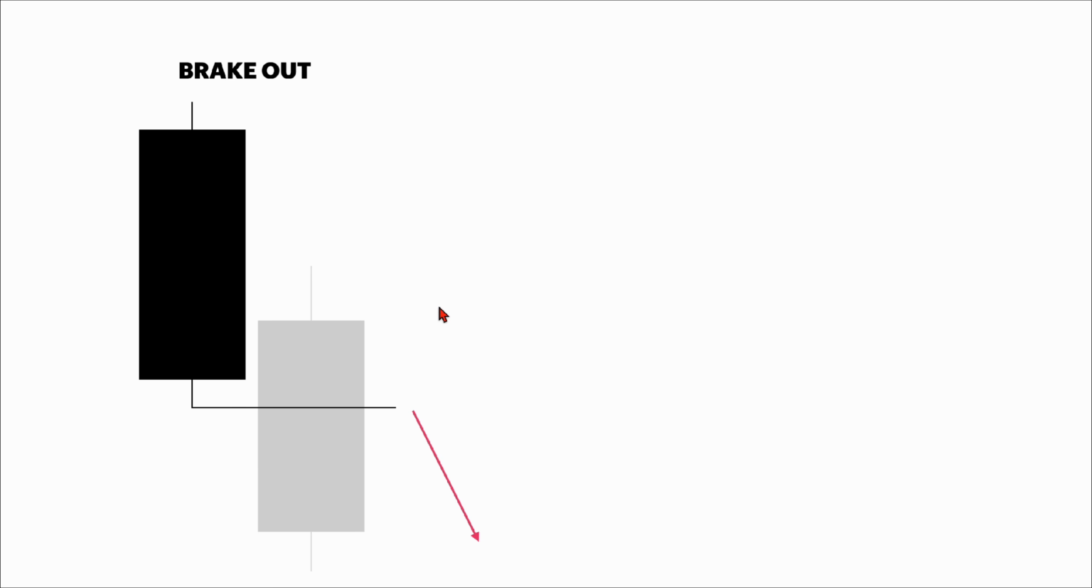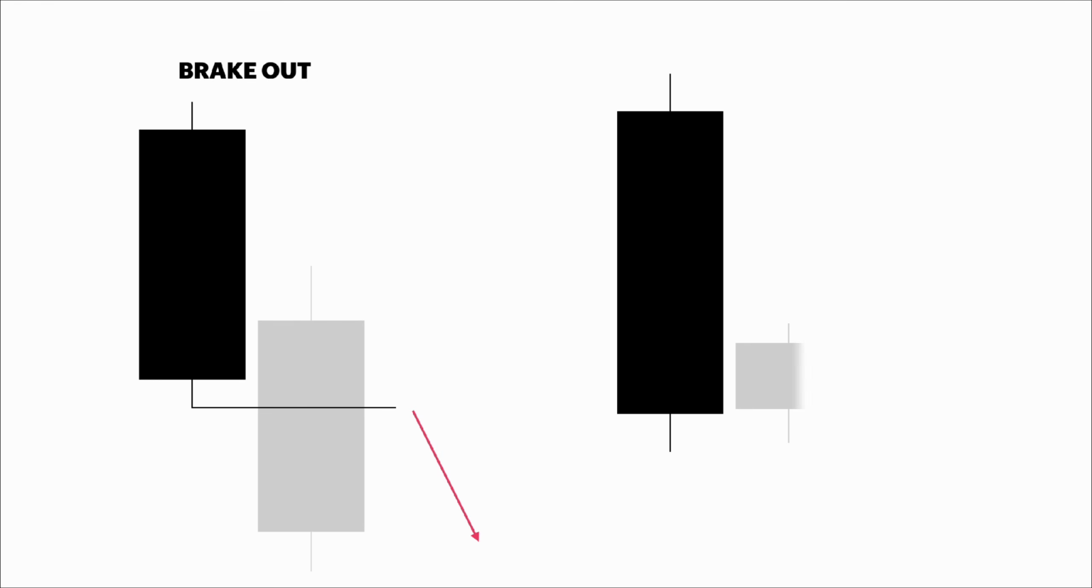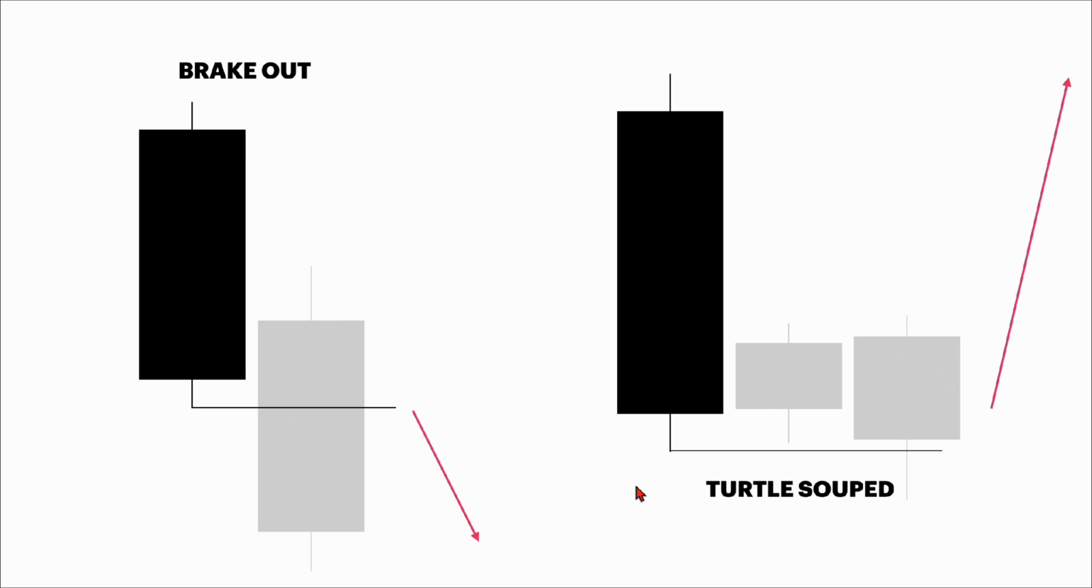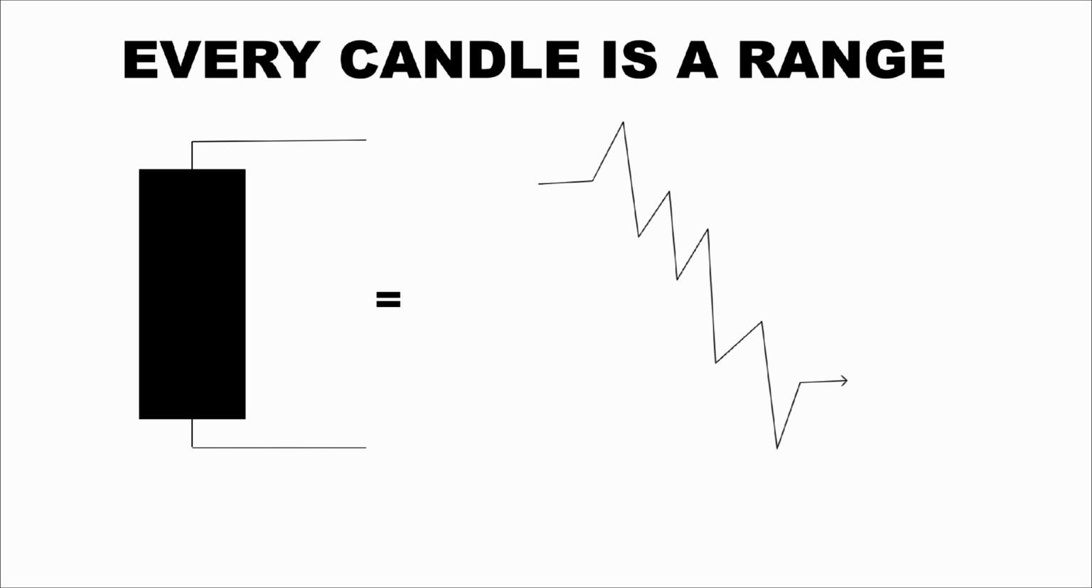CRT is the most modern and complete form of technical analysis. CRT stands for candle range theory, which means that every single candle you see is a range, and this range can either break out and continue downward, or it can create a turtle soup and then rally, or vice versa. In summary, every candle is a range, and by using the current or previous range, you can predict the next range.